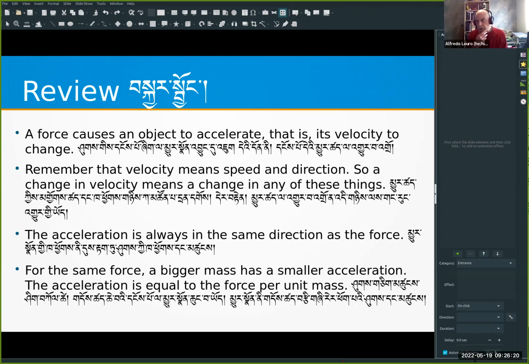I haven't mentioned units very much, but if we wanted to do calculations, the force is measured normally in units called newtons, and the acceleration given a force in so many newtons, you would calculate it as that many newtons divided by the mass in kilograms of the object.